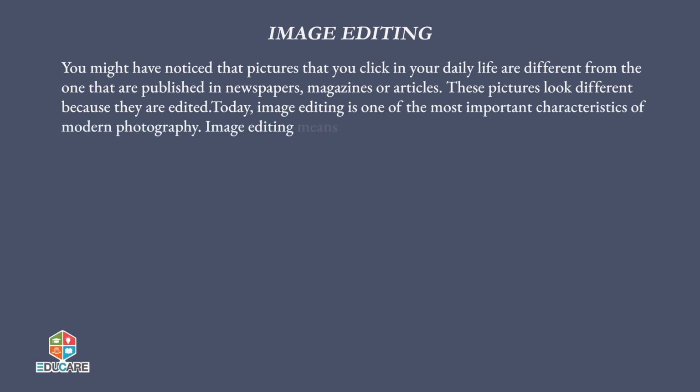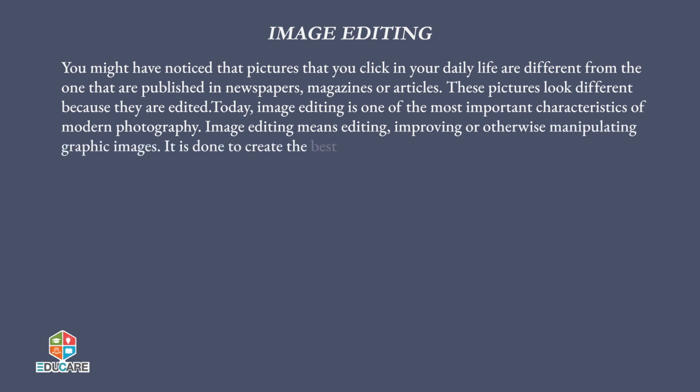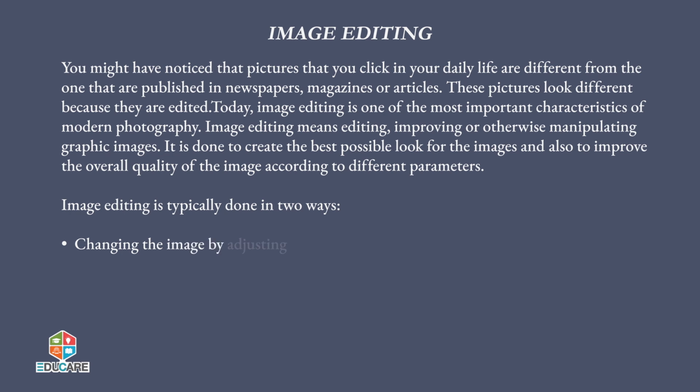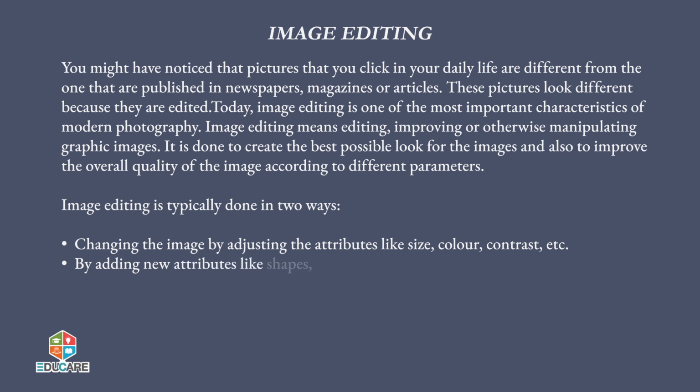Image editing means editing, improving, or otherwise manipulating graphic images. It is done to create the best possible look for the images and also to improve the overall quality of the image according to different parameters. Image editing is typically done in two ways. Changing the image by adjusting the attributes like size, color, contrast, etc. By adding new attributes like shapes, text, or new images.